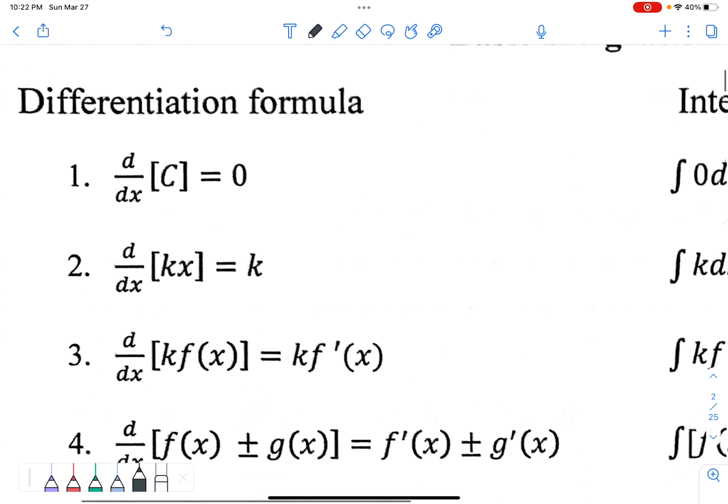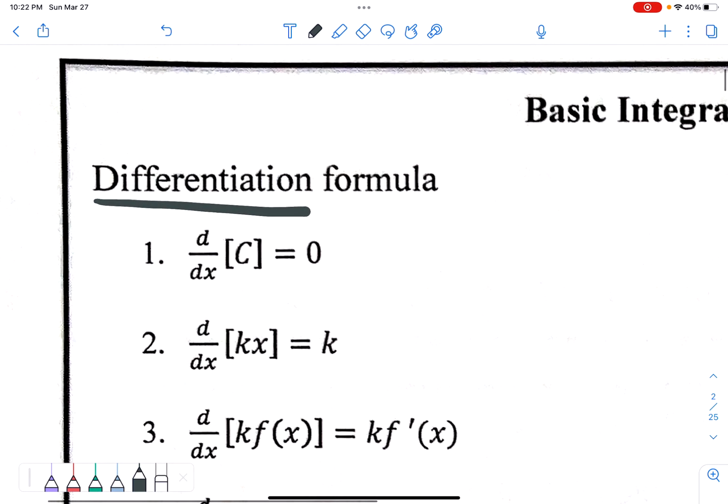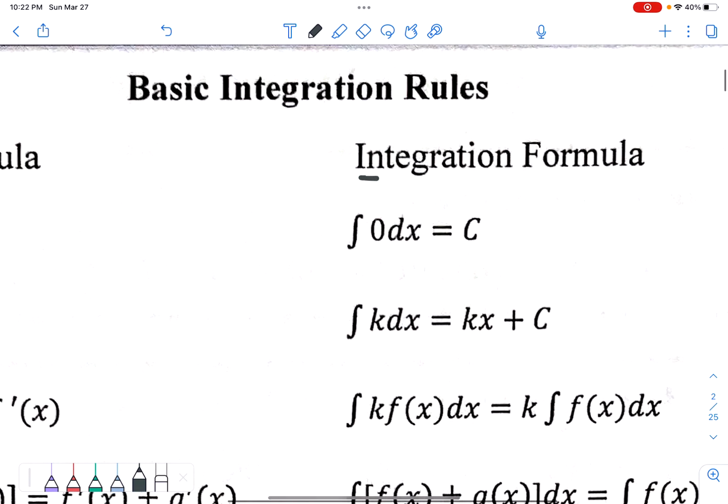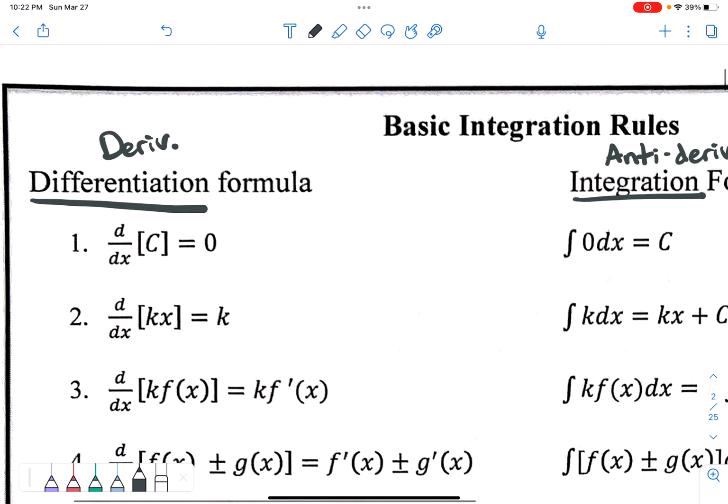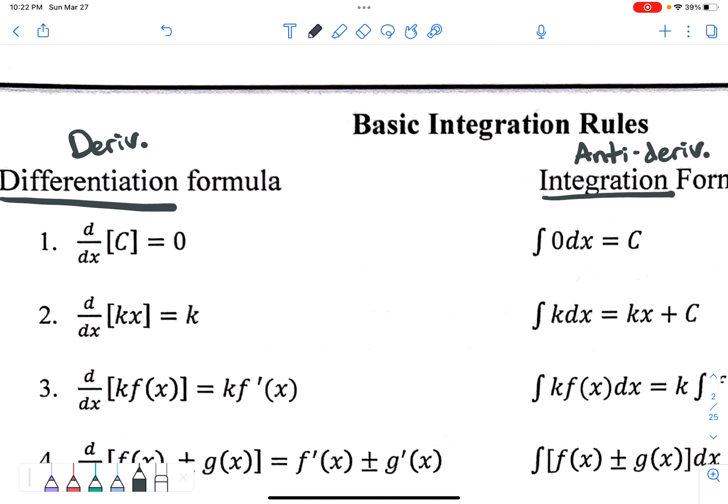So over here is differentiation. What does that mean? That is the derivative. Over here is integration. Integration is the wordage, whatever, the stuff that they use for antiderivative. Okay, so integration and differentiation is saying derivative and antiderivative. So that's what that means.